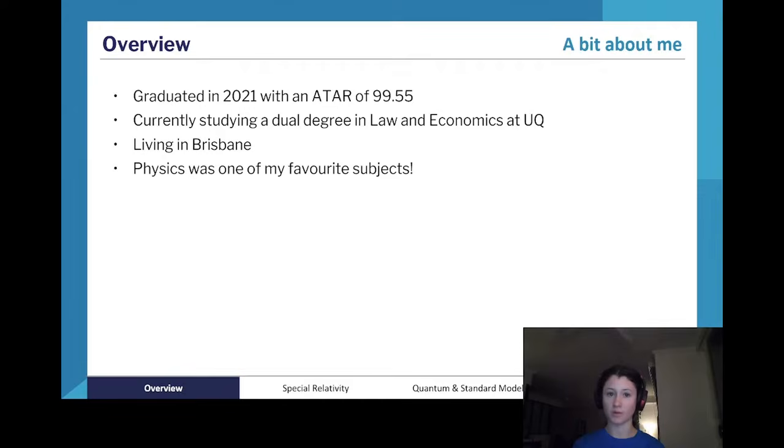maths was my favorite subject, so I did methods and specialist. So I might use some more, I guess, complicated algebra or something like that, but I'll always let you guys know what you're expected to know, and then how you can kind of get around particular maths things, or if there's a particular thing you need to learn if you're in general maths and not in methods.